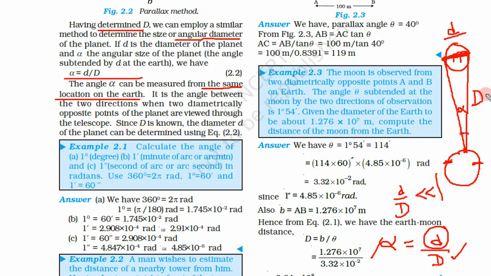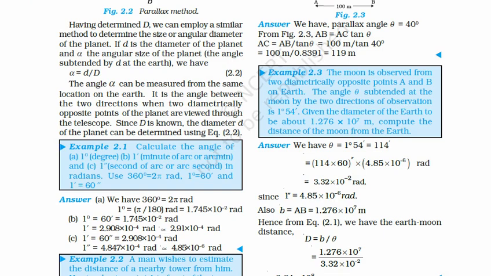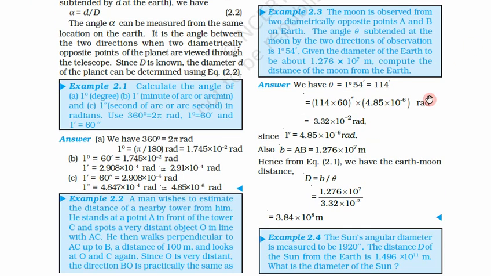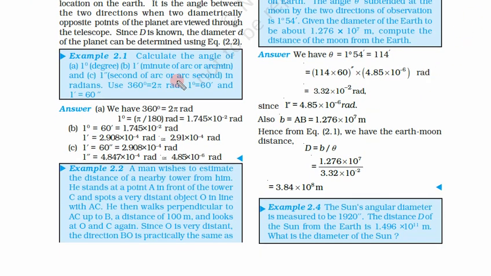Since D is known, the diameter of the planet can be determined. So in this way, first we determine the distance, then we determine the diameter of any planet. In this way we learn how to measure very small distances and very large distances.